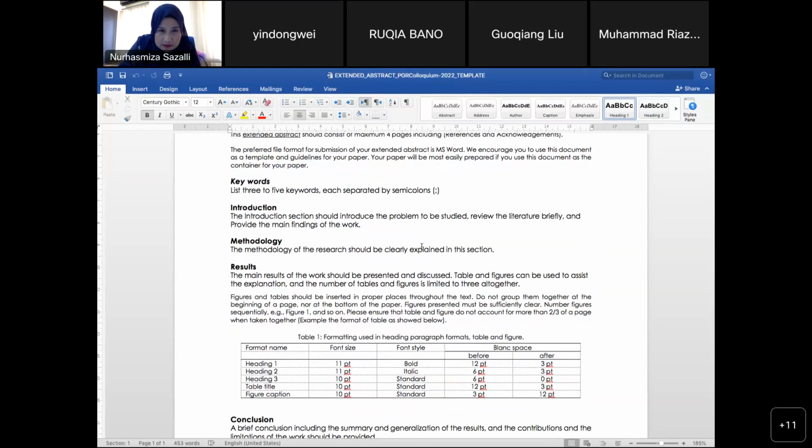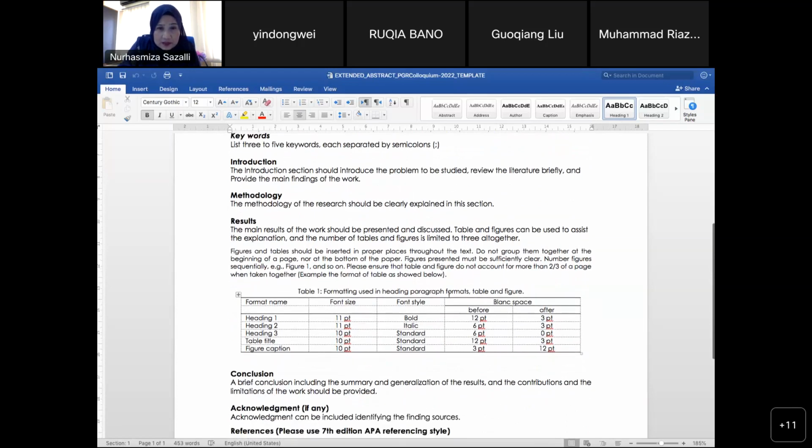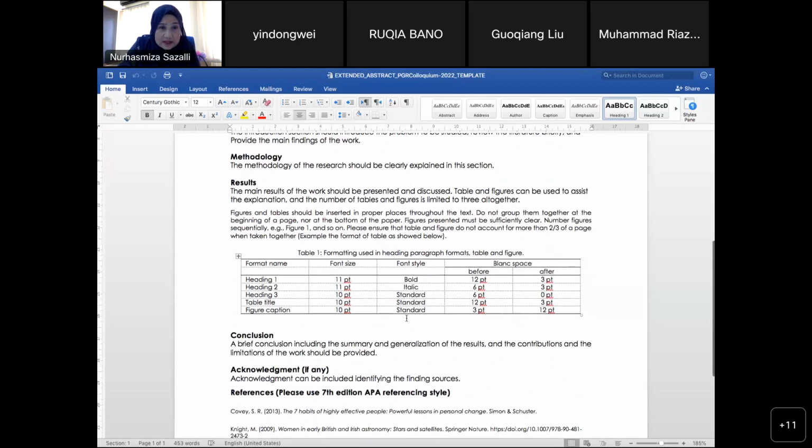And then result is like what I mentioned just now. You have 3 to 4 figures altogether. So this is the format that you're going to use. Just put your data here. And then lastly, a conclusion.